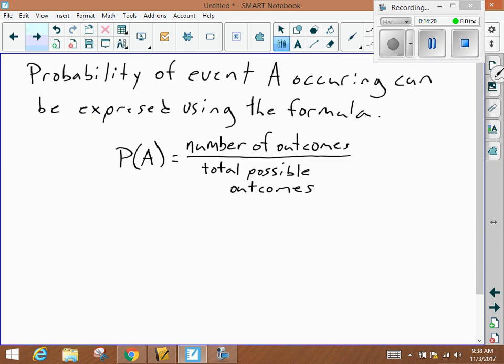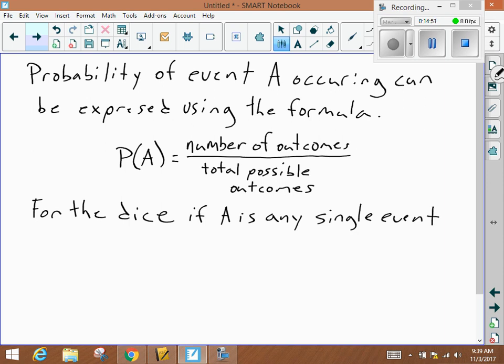So for the dice, if A is any single event occurring, the probability of A is going to be equal to 1 out of 36, right? Okay. A couple more rules, and then we're going to work with the sample set and get an idea of just calculating some basic probabilities. Okay.